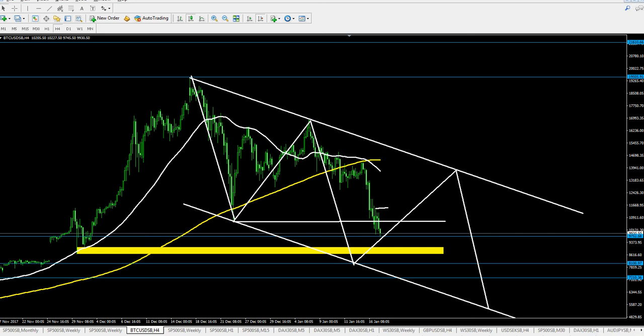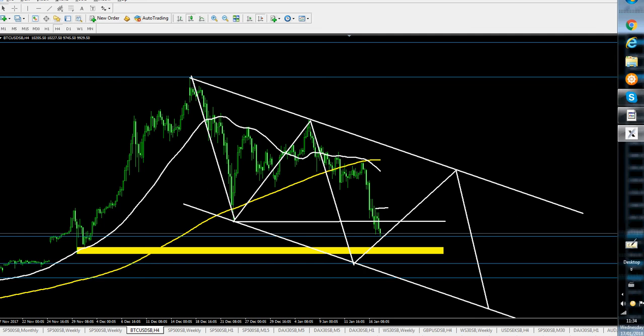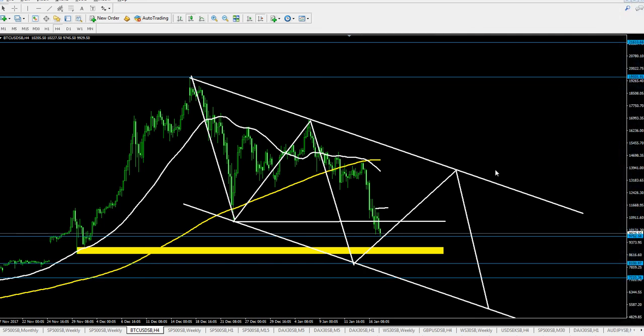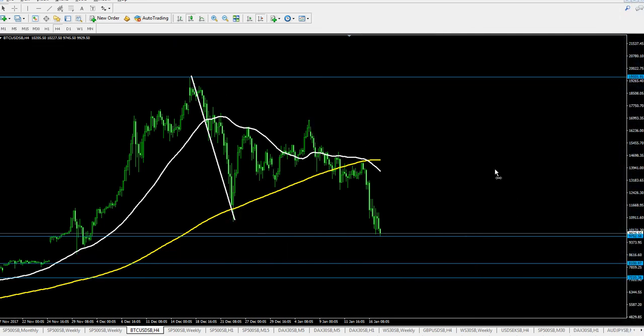Well, what you can see on my chart is a 4-hour chart of Bitcoin. And I've got a couple of areas that I'm actually looking at on Bitcoin. I'm just going to take off this analysis and reconstruct it so that everyone can see what's going on.